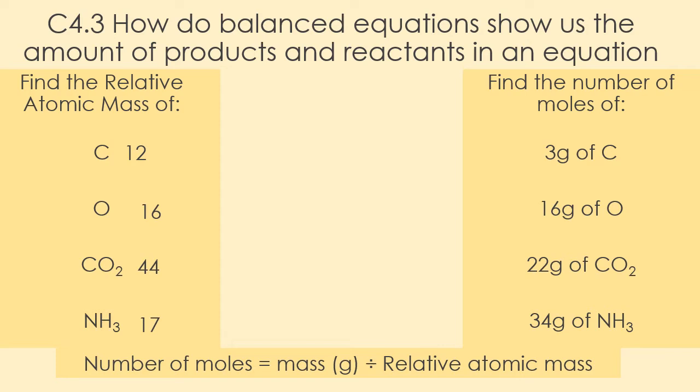And NH3 is 17. Again, we've taken the mass of 1 nitrogen atom and the mass of 3 hydrogen atoms and added them together. For our number of moles, we've used our relative atomic masses that we've just worked out and the equation at the bottom, our mass in grams divided by the relative atomic mass. Our answers are there. We've got 0.25, 1, 0.5 and 2. Mark them yourself. Hopefully you've got them all right. If not, have another look at how we work them out. You might need to look back through your booklet.